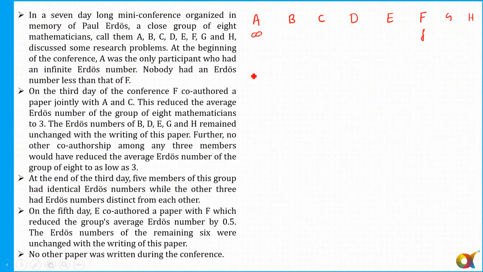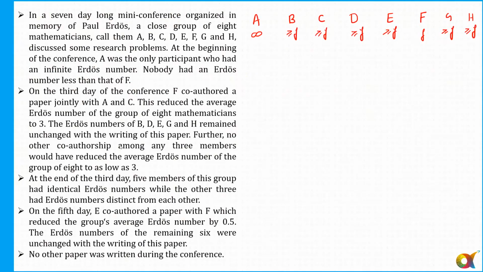So for all the remaining persons, their Erdős number is what? Either it is equal to F or it can be greater than F, because it says nobody had an Erdős number less than that of F. So the Erdős number of B is greater than or equal to F. C is greater than or equal to F. D is also greater than or equal to F. For E also, G also, and H also, greater than or equal to F. Is that part clear to all of you? Please respond.